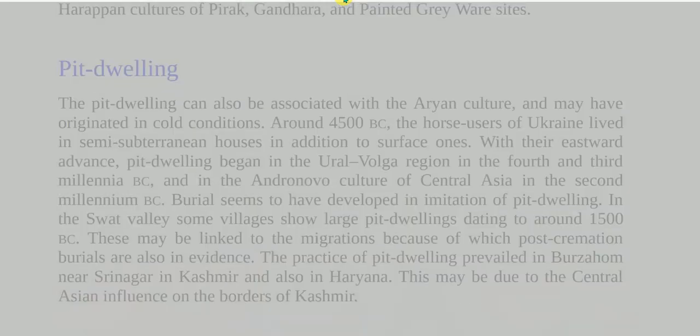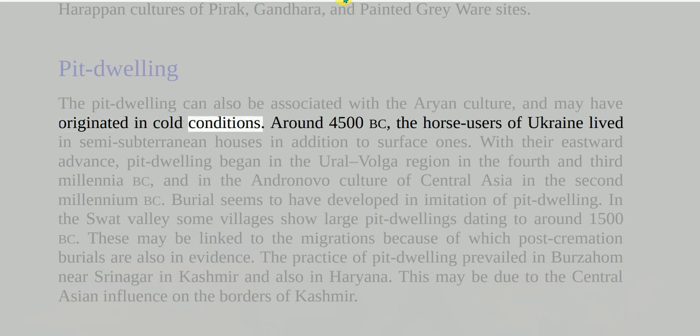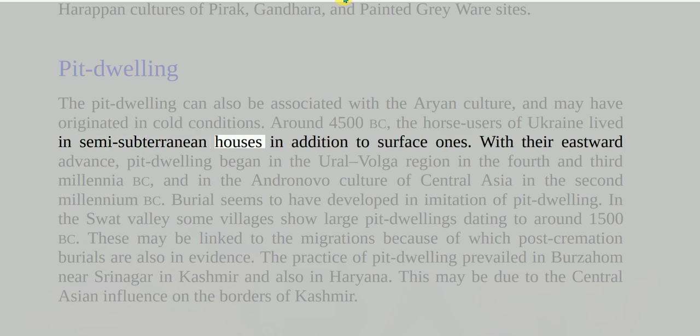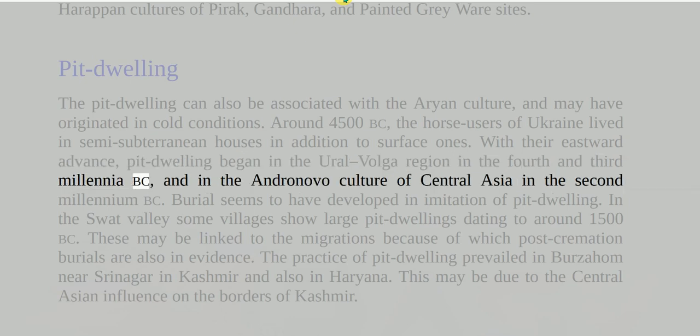Harappan cultures of Pyrak, Gandhara, and painted grey ware sites. Pit dwelling. The pit dwelling can also be associated with the Aryan culture, and may have originated in cold conditions. Around 4500 BC, the horse users of Ukraine lived in semi-subterranean houses in addition to surface ones. With their eastward advance, pit dwelling began in the Ural-Volga region in the 4th and 3rd millennia BC, and in the Andronovo culture of Central Asia in the 2nd millennium BC.